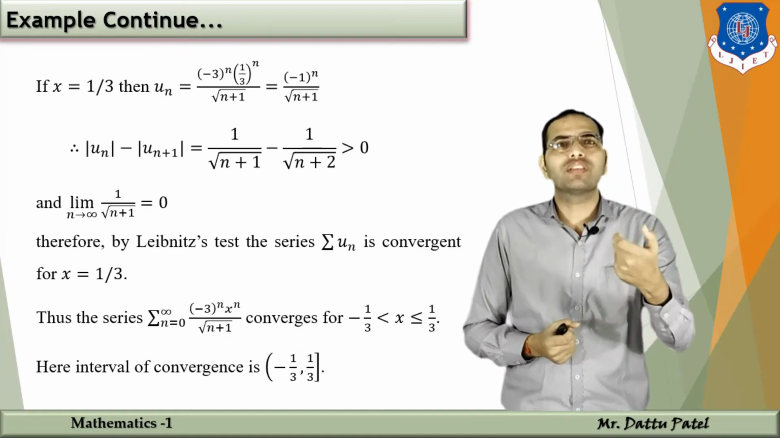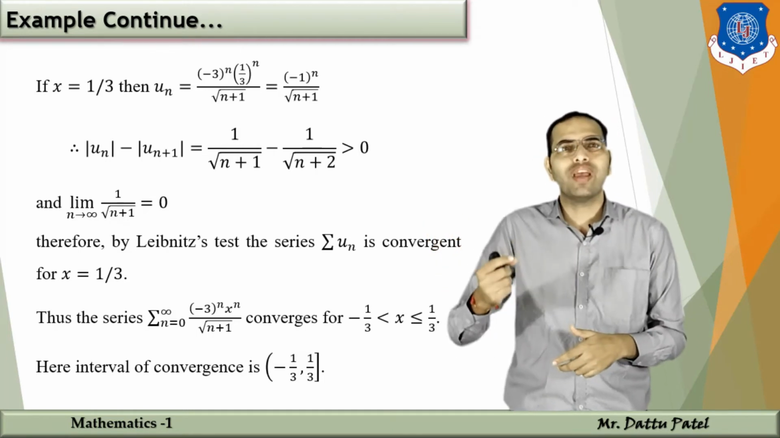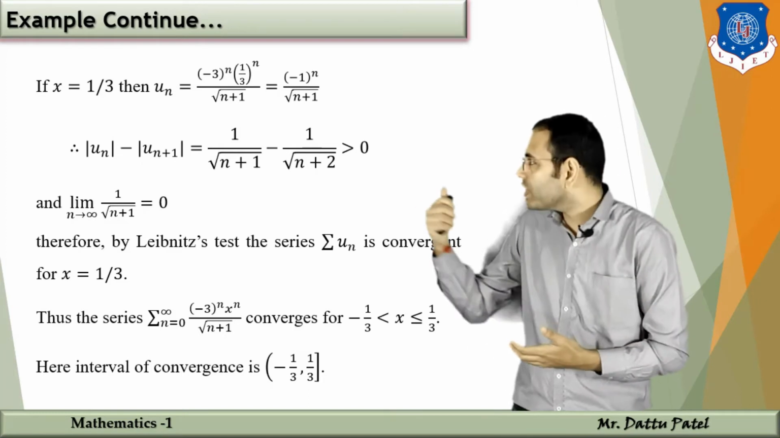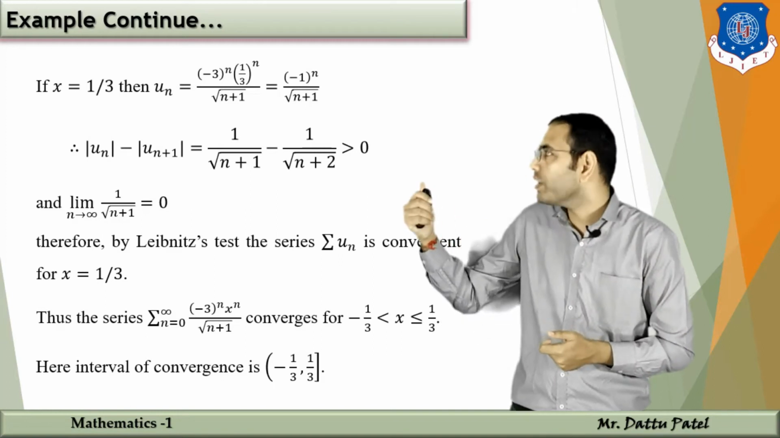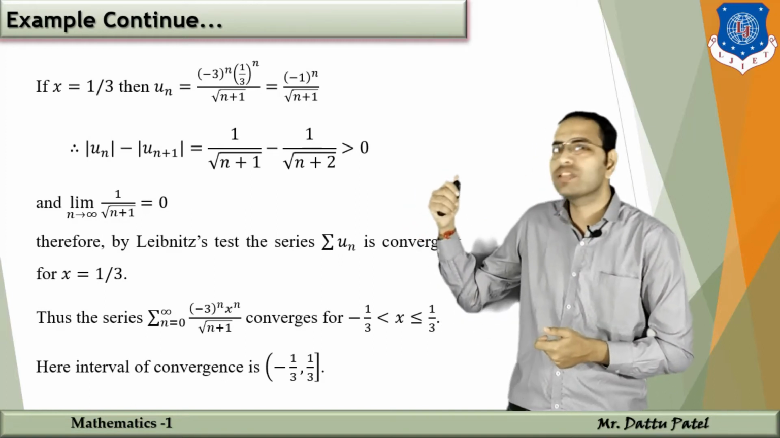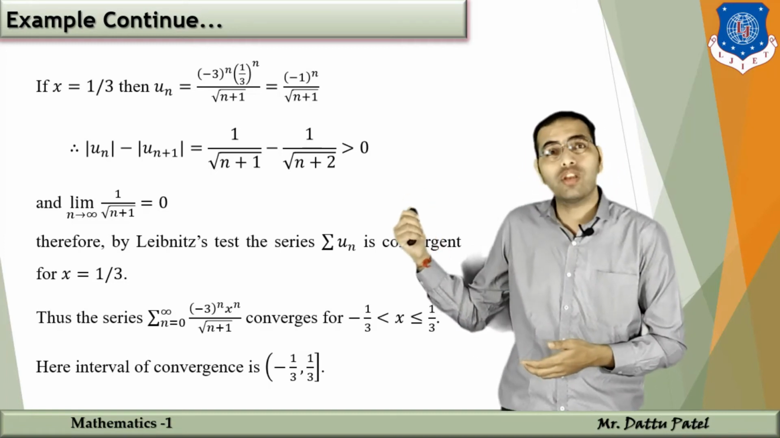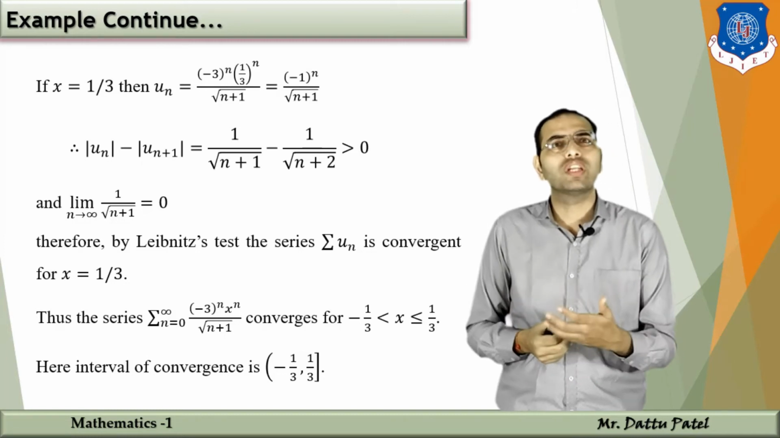Firstly, |u_n| is greater than |u_(n+1)|. Secondly, the limit as n tends to infinity of |u_n| equals 0. Then we check the first condition with the help of the difference of two consecutive terms, that is |u_n| minus |u_(n+1)|, substituting the values of u_n and u_(n+1). Now, substituting n equal to 0, 1, 2, 3 and so on.